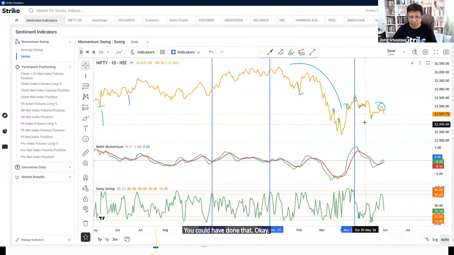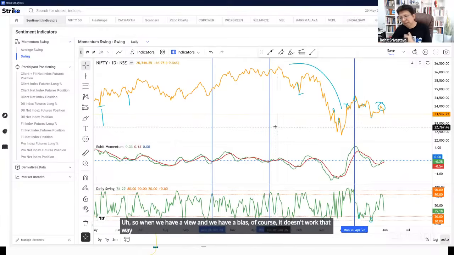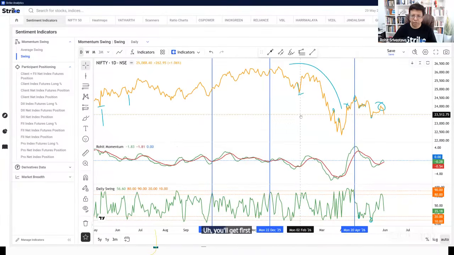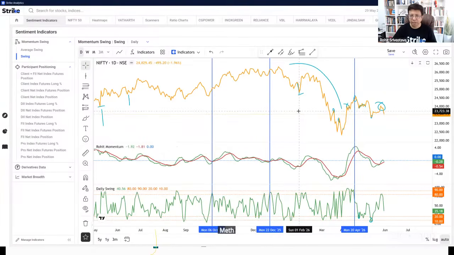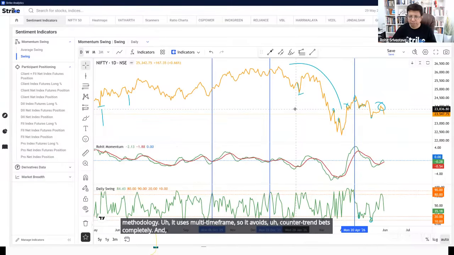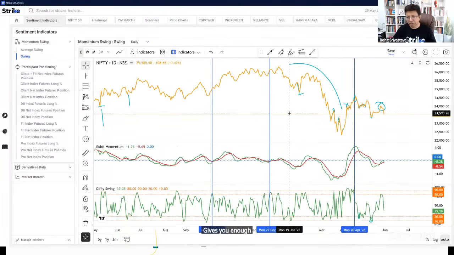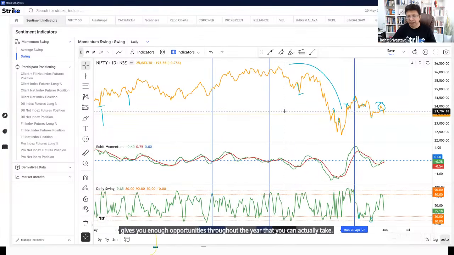So when we have a view and we have a bias, of course, it doesn't work that way. But I'm just saying that if you follow this system 100%, you'll get a first level of confidence in trading options, because number one, most of the trades work. There's an entry and exit methodology. It uses multi-time frame, so it avoids counter-trend bets completely, and gives you enough opportunities throughout the year that you can actually take. And it has to be executed on the Nifty 50.